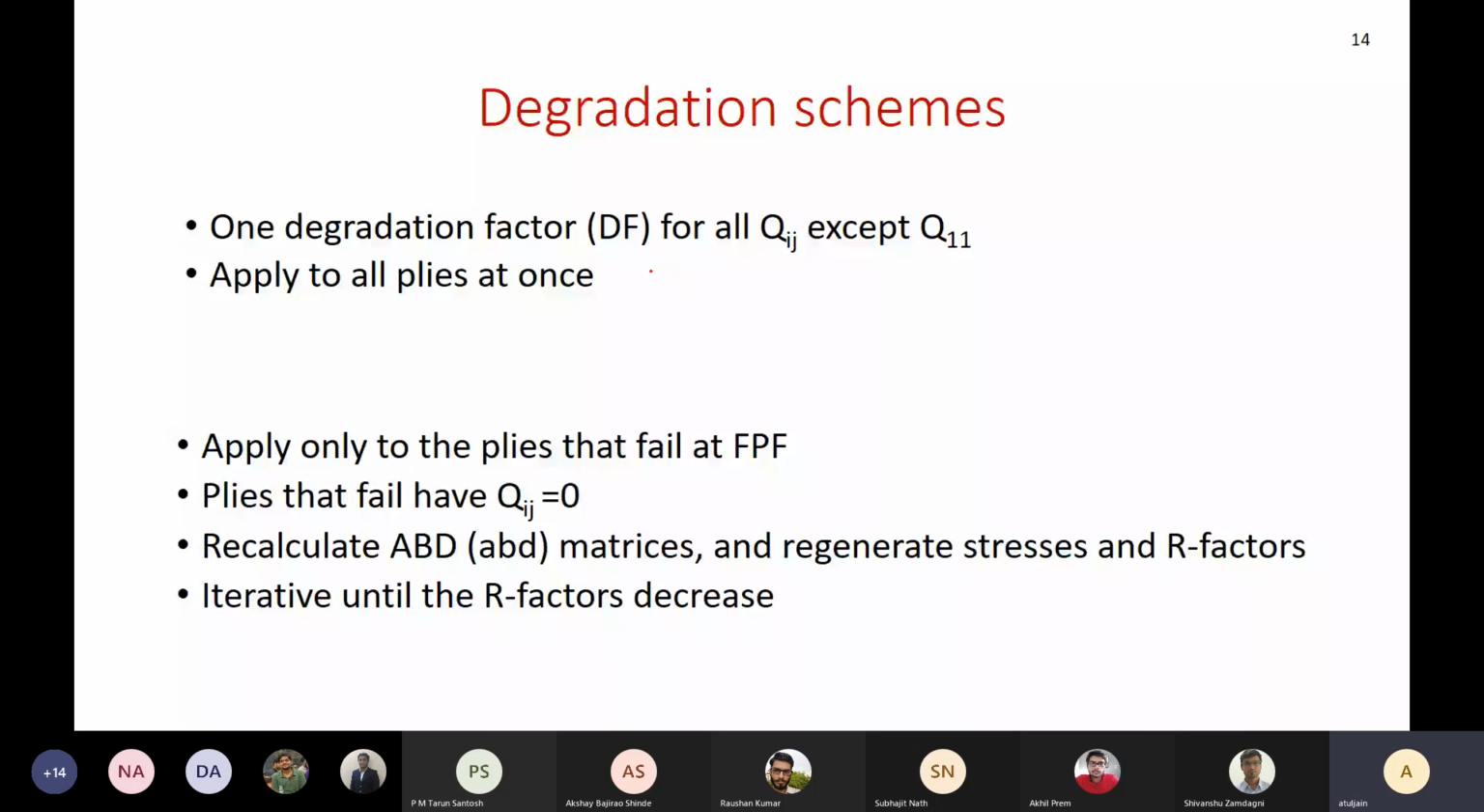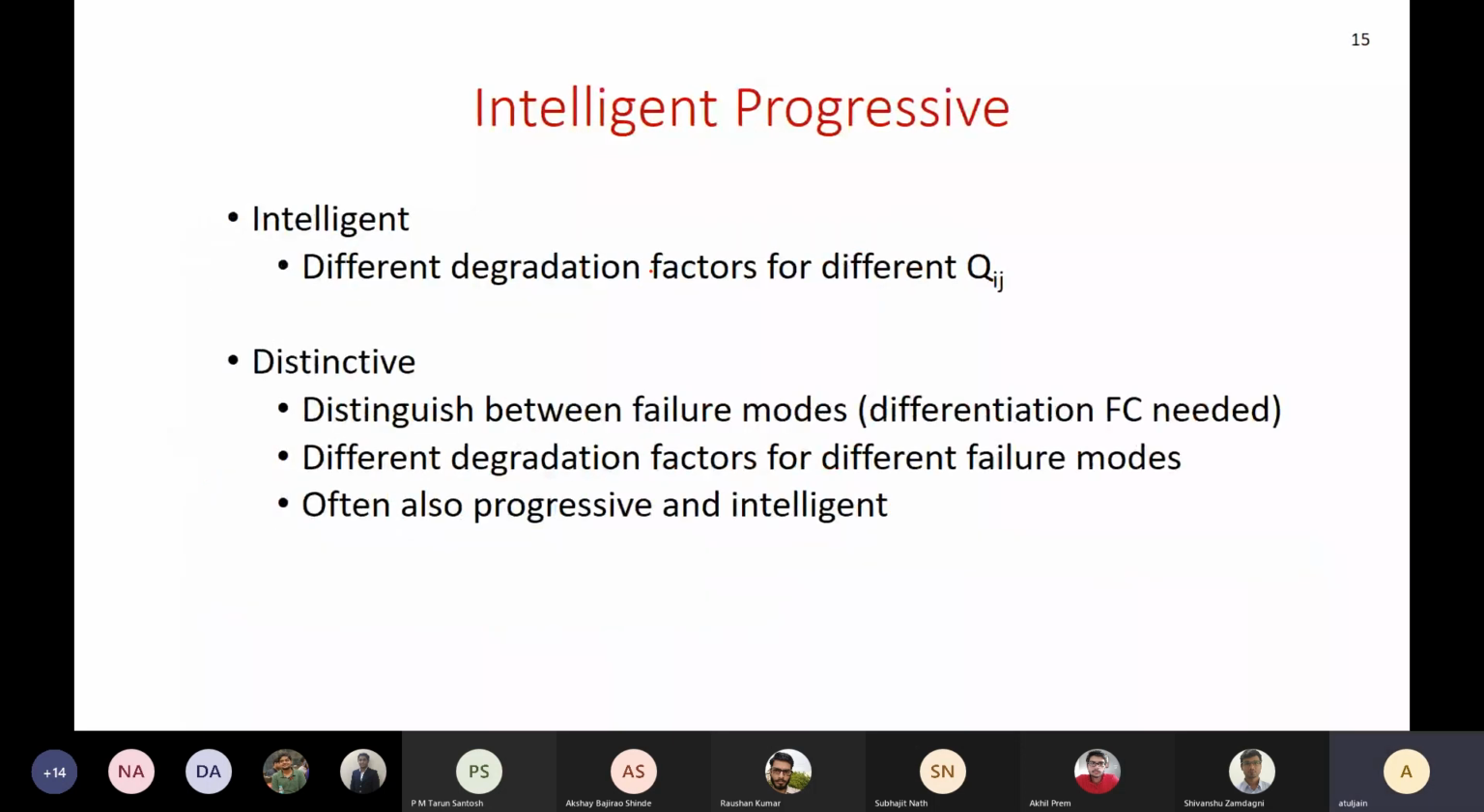So we often use what are known as intelligent or progressive damage. You have different degradation factors for different Qij terms, which will be based on the failure mode. If I have fiber failure, I will only reduce Q11. If I have matrix failure, I will reduce Q22 and Q12, and so on and so forth. And you have different degradation factors. If fiber fails, Q11 goes from 1 to 0. But if matrix fails, maybe Q22 will go from Q22 to 0.99 Q22. So this will gradually increase. This intelligent progressive scheme is usually what is implemented and what we usually use in real life.